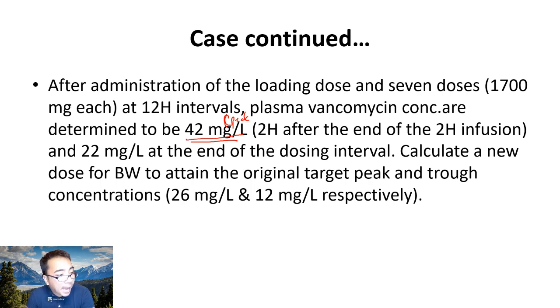Now, if you notice, class, this is actually already way beyond the allowable concentration, especially the trough concentration, 22 milligrams per liter na. Sabi natin, ang pinakasagad na dyan is 20, and that is for complicated types of infection. And this one is already beyond 20 at the end of the dosing interval. So, calculate a new dose for BW to attain the original target peak and trough concentrations of 26 and 12 milligrams per liter respectively.